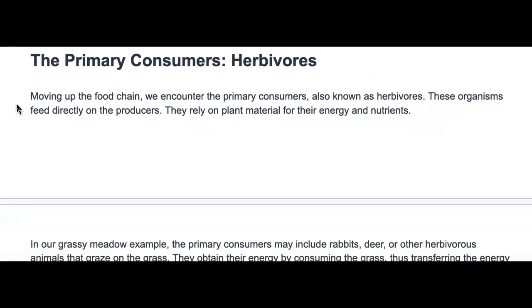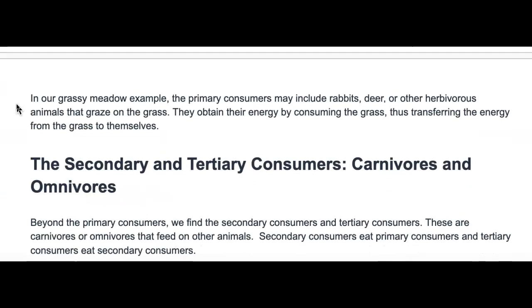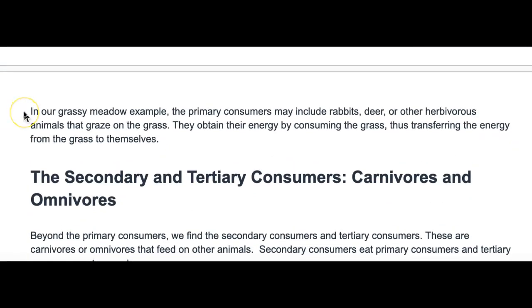The primary consumers, herbivores. Moving up the food chain, we encounter the primary consumers, also known as herbivores. These organisms feed directly on the producers. They rely on plant material for their energy and nutrients. In our grassy meadow example, the primary consumers may include rabbits, deer, or other herbivorous animals that graze on the grass. They obtain their energy by consuming the grass, thus transferring the energy from the grass to themselves.